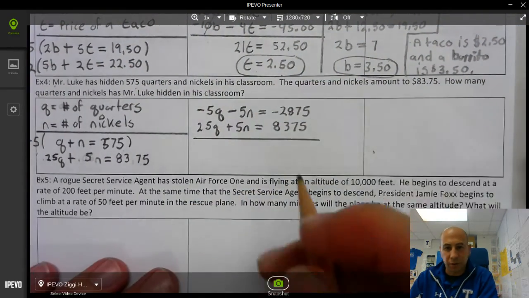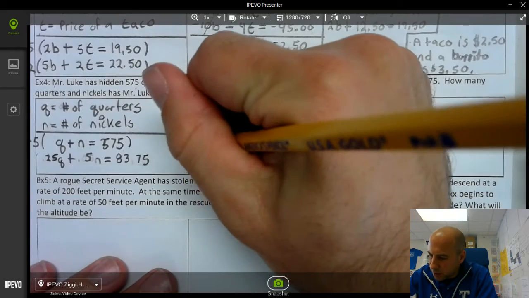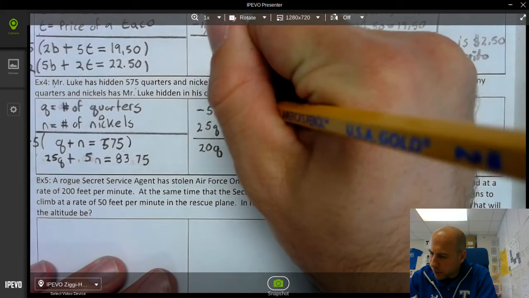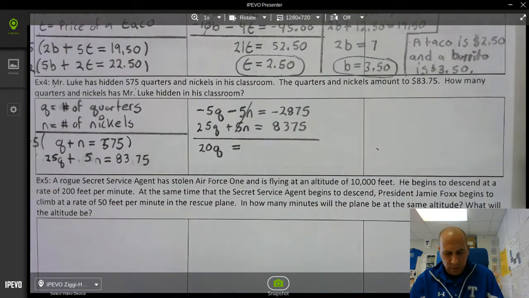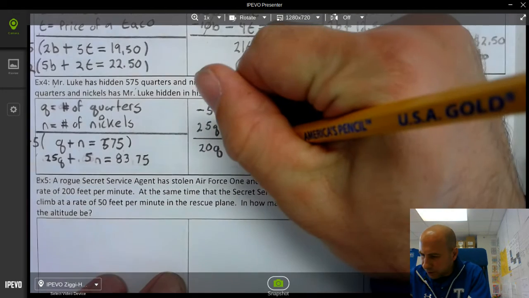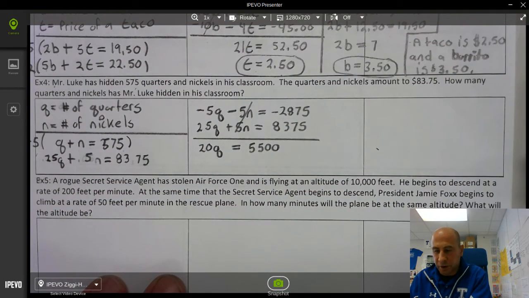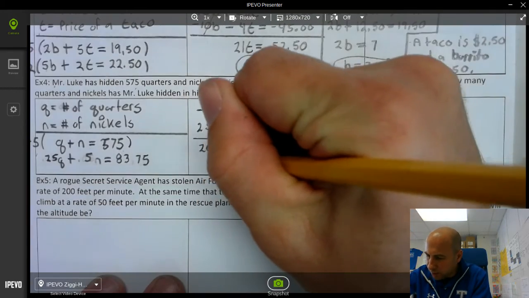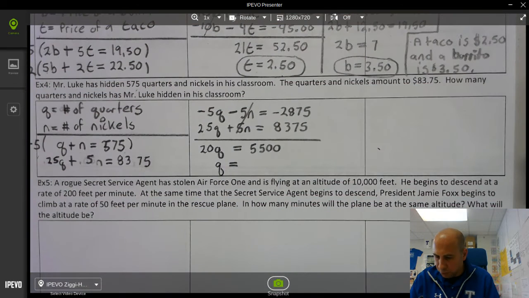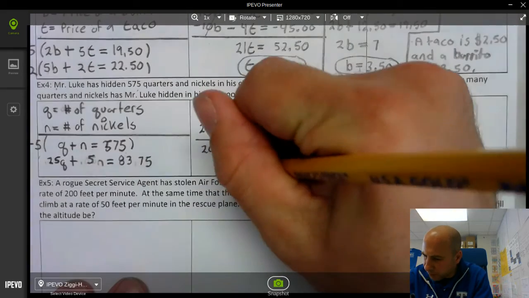So we add vertically, so this becomes 20Q. That becomes 0 equals -2875 plus 8375 is 5,500. Divide both sides by 20. The number of quarters Mr. Luke has hidden in the room is 275.